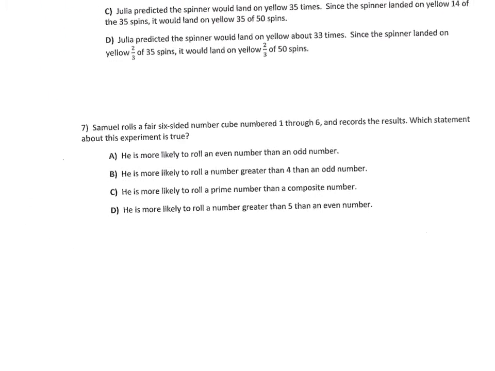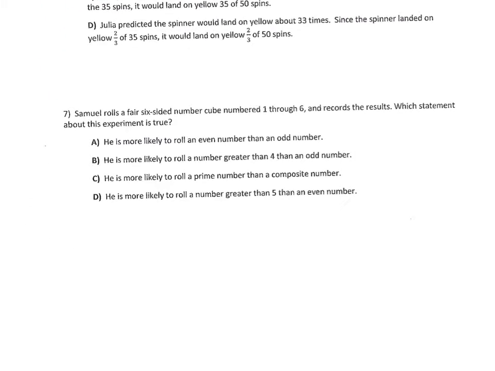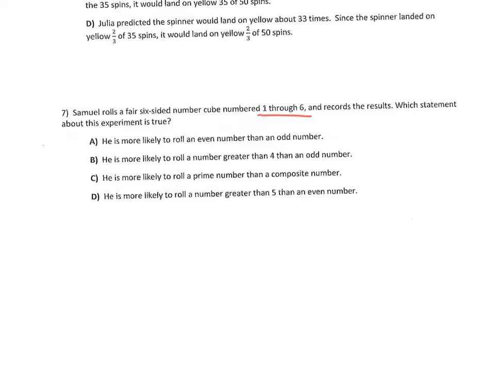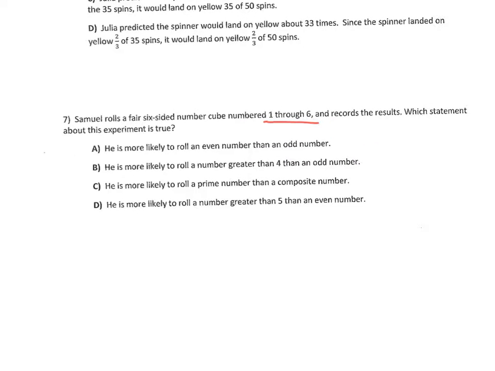On number 7, Samuel rolls a fair 6-sided number cube numbered 1 through 6 and records the results. Which statement about this experiment is true? So A says he is more likely to roll an even number than an odd number. No. What's wrong with that? Because it's even between them. There would be 3 even numbers, 3 out of 6, and 3 odd numbers, 3 out of 6. So we're looking for one that's true, so A would not be true.